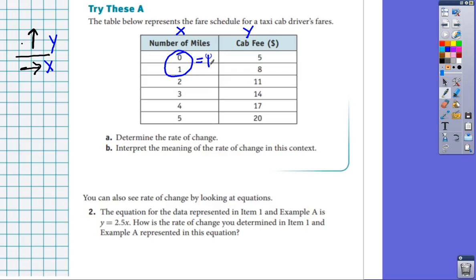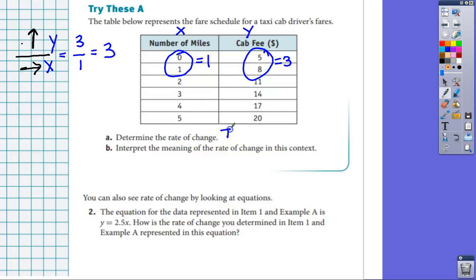Okay, so I'm going to look at 0, 1. 1 minus 0 is 1. Then I'm going to look at 5, 8. 8 minus 5 is 3. Okay, so then I just put my vertical on top, so 3 over my horizontal, which is 1. And we always like to simplify, so that's just going to give us 3.